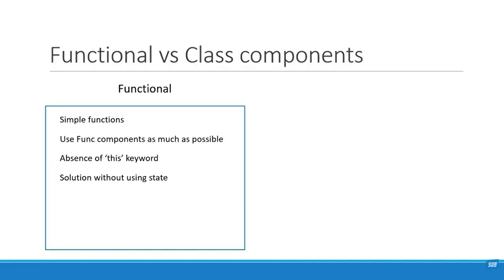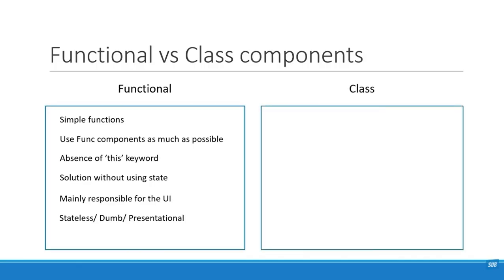The second advantage is you will be forced to think of a solution without having to use state. If you have a number of components, each with their own private state, maintenance and debugging your application is kind of difficult. Functional components tend to be without any complicated logic, and are mainly responsible for the user interface. This is why functional components are also called stateless components, dumb components, or presentational components.